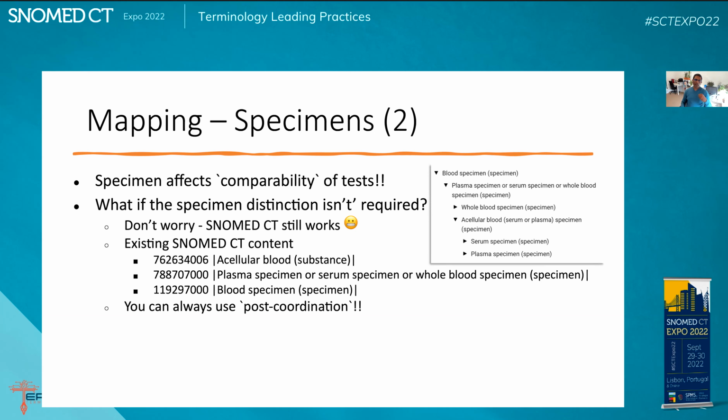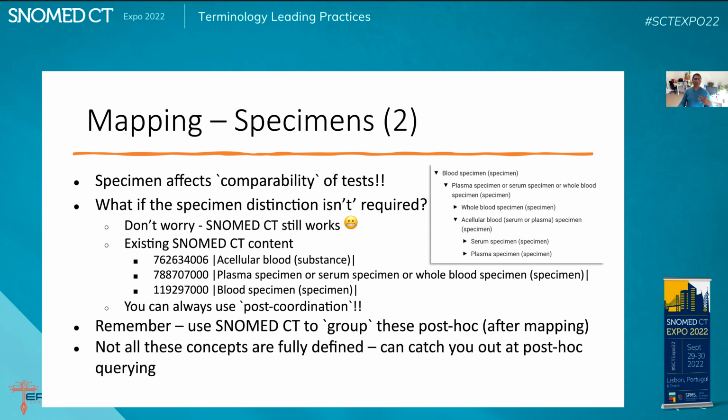And if you're clever enough and you've got the understanding of SNOMED, you can actually work out that you can use post-coordination to do some of this also. And the thing to remember is the previous rule: pick the most specific one for your use case, and then use post-coordination or SNOMED CT semantics to pull out or group these things together.